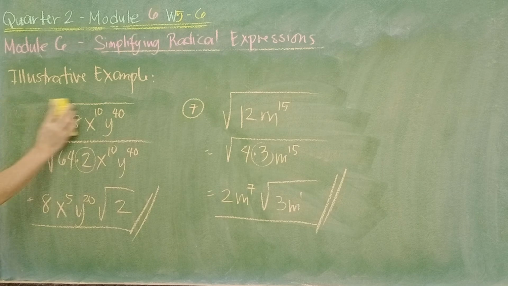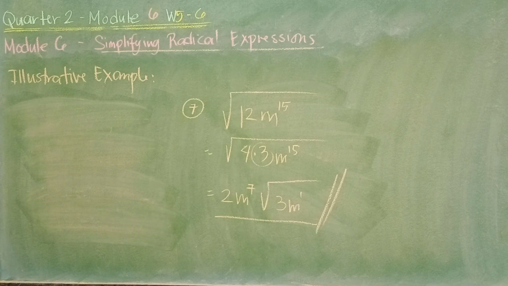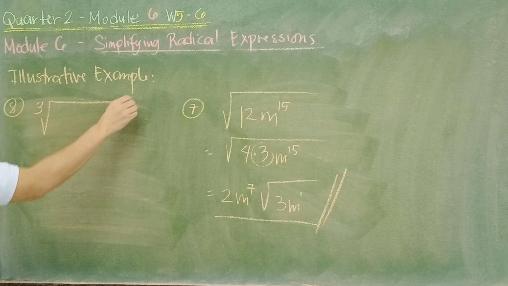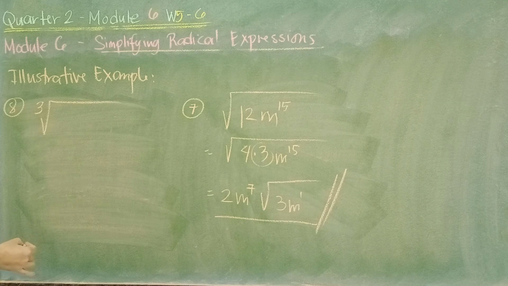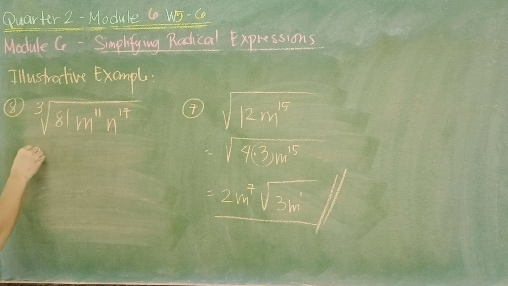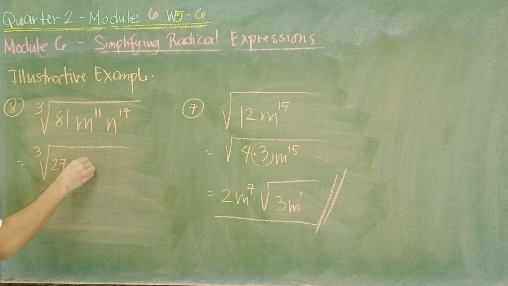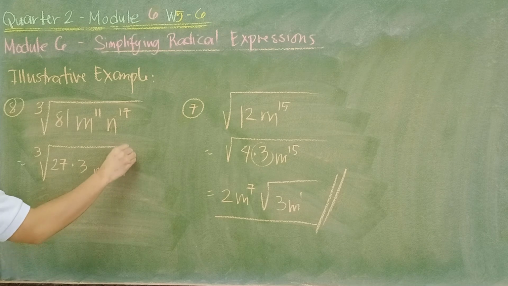Next, number 8. Cube root of 81 n raised to 11 n raised to 17. Yan. So, alam naman natin walang perfect cube root yung 81, so ipa-factor natin yan. So, this is cube root of 27 times 3, n raised to 11, n raised to 17.